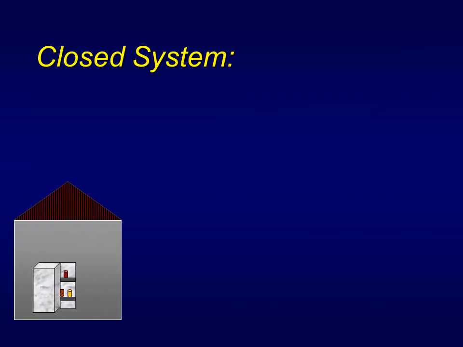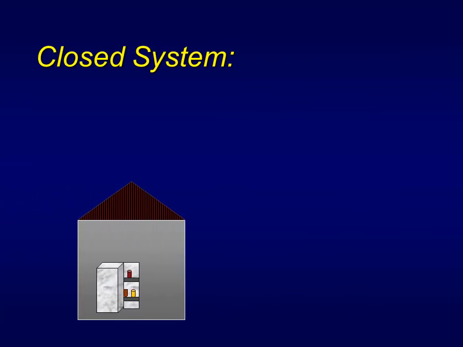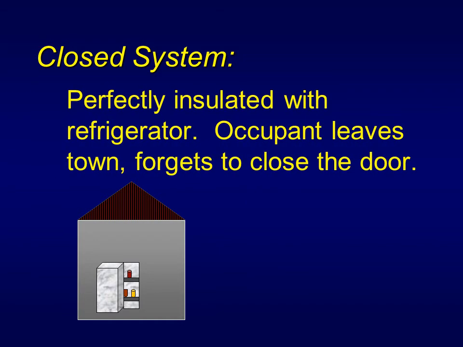Let's take a look at a closed system. Here's your house with a refrigerator in it. And the question is, let's say it's perfectly insulated. The house is perfectly insulated, and there's a refrigerator. Now this is a classic problem. The occupant leaves town and forgets to close the door.